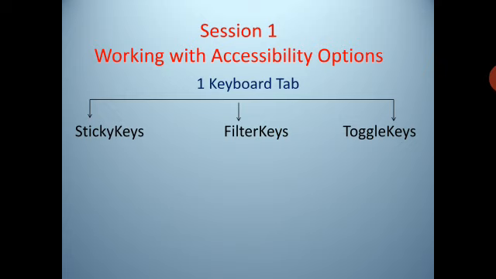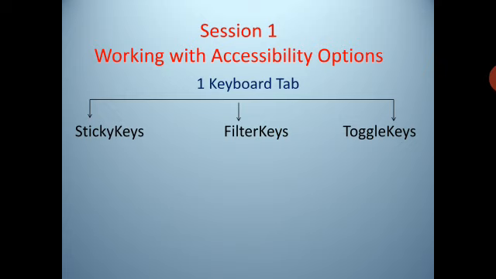Toggle keys. These keys are designed for the people who have vision impairment. When these keys are turned on, computer produces a high sound when caps lock key, num lock key or scroll lock keys are pressed. And when these keys are turned off, computer produces a low sound.